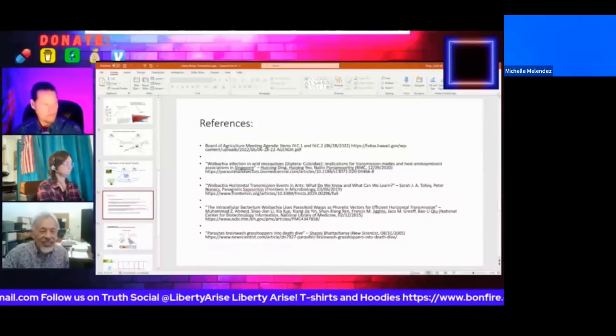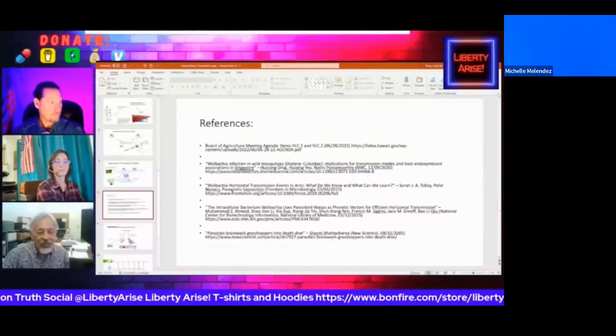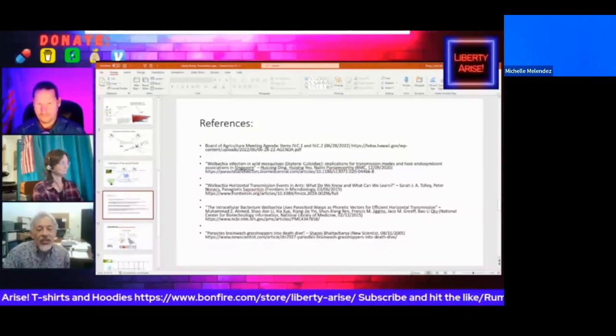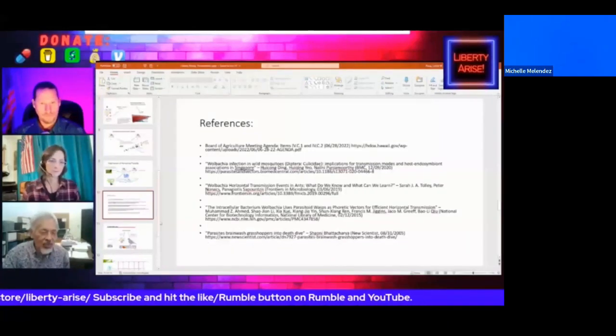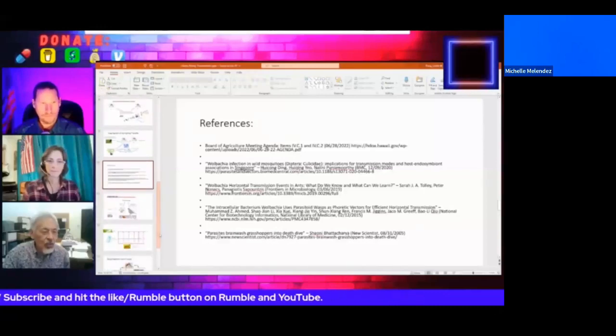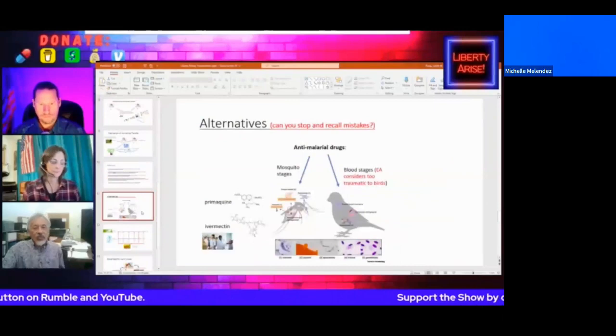And then Tina had me put in this, parasites brainwash grasshoppers into death. If you study this article, their conclusion is the parasites are driving the world, not the insects. Maybe the viruses and parasites, but this is a microbial world. All right, any questions? Otherwise, I'm going to move on to alternatives.